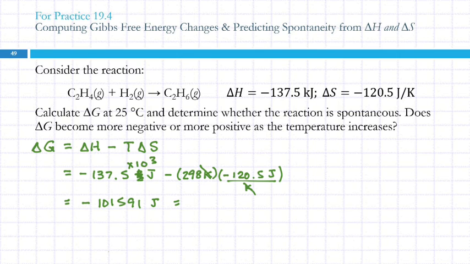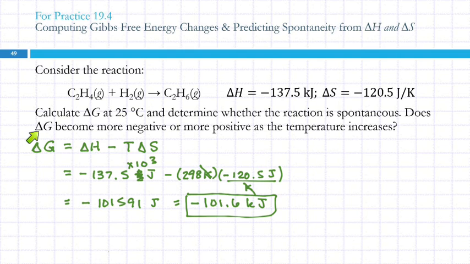So in kilojoules, that would be minus 101.6 kilojoules. Okay? Don't forget to multiply by the temperature. So, is it spontaneous? Yes, delta G is negative. S is the one that wants to be positive.